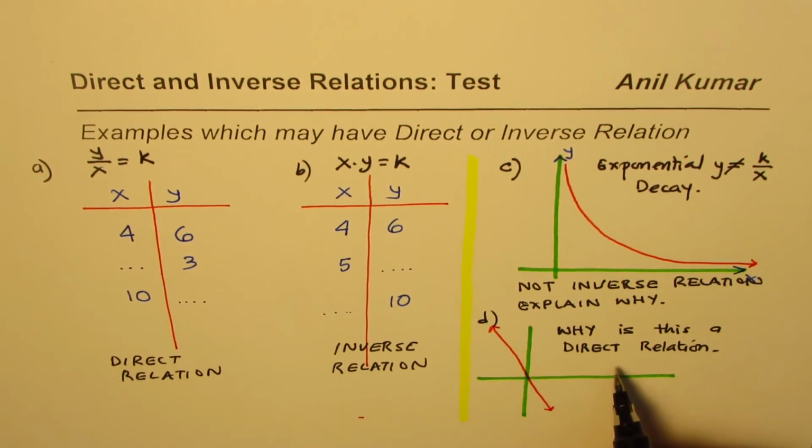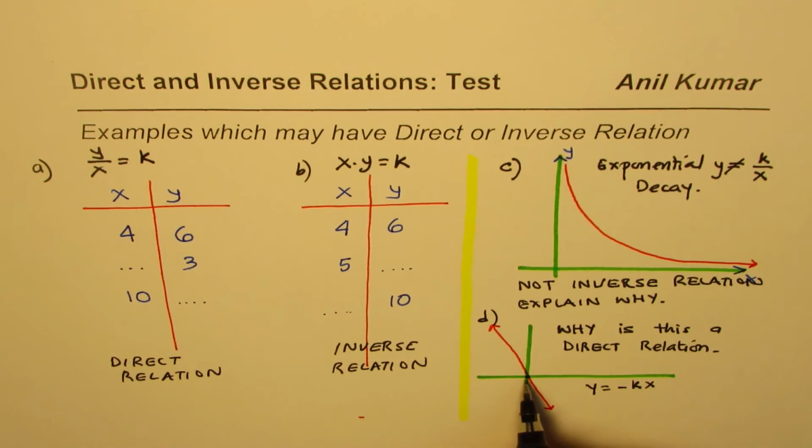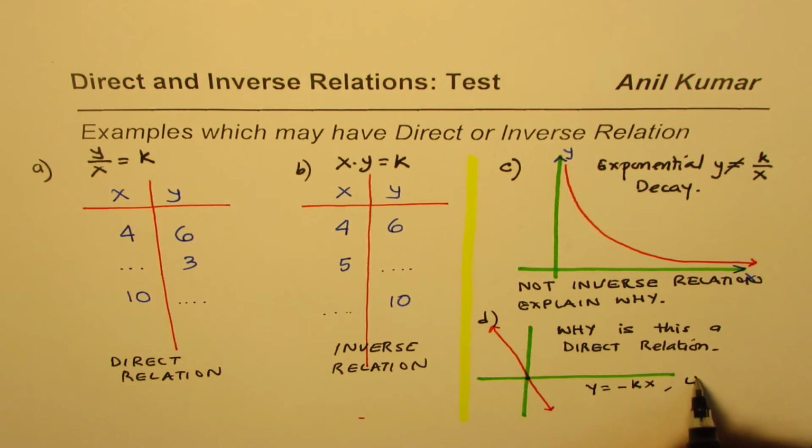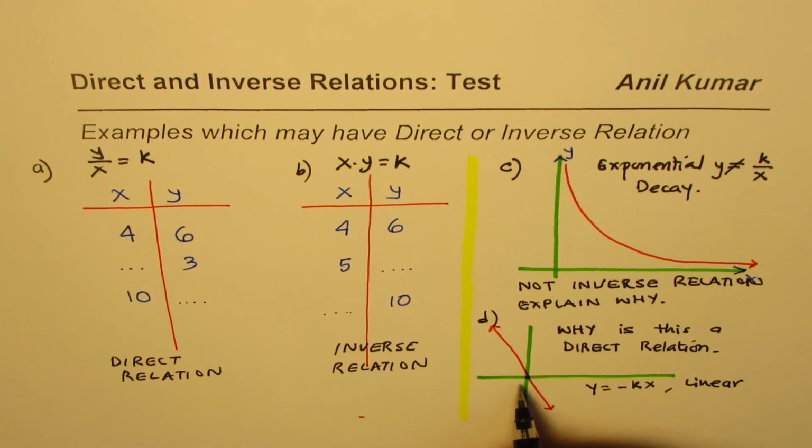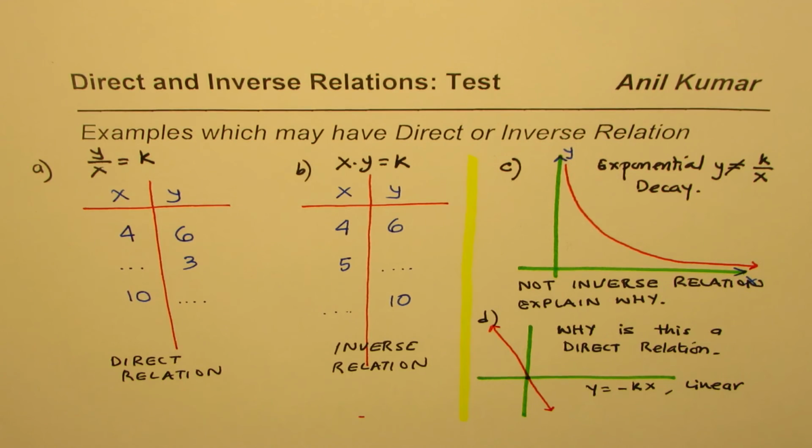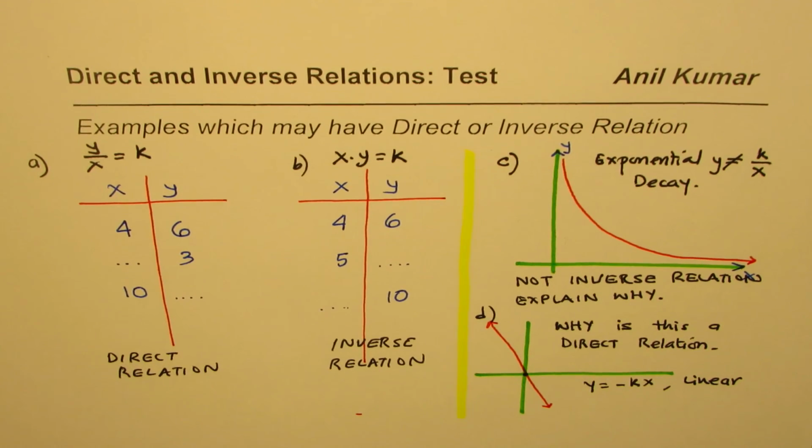Now in this particular case, why is this a direct relation? You'll find that this relation will be y equals some negative value times x. So k is negative in this case. Let me write minus kx, okay? And it goes through 0. The good point here is it goes through 0 and it's linear. So any linear graph going through the origin will always be direct. It could be a negative or positive slope, right? I hope that helps you and gives you a good hint to solve this question.